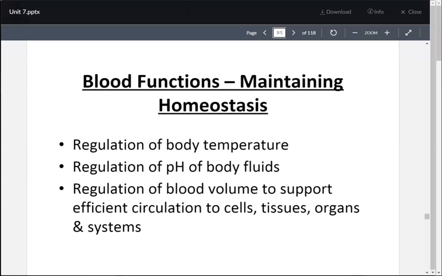Blood is also going to play a role in regulating your blood pressure, or temperature. Obviously blood pressure, but temperature. It's going to be involved in regulating the pH of various bodily fluids. And in conjunction with the urinary system, it is going to regulate blood volume to support the efficient circulation to and from various cells, tissues, organs, and systems as a whole.